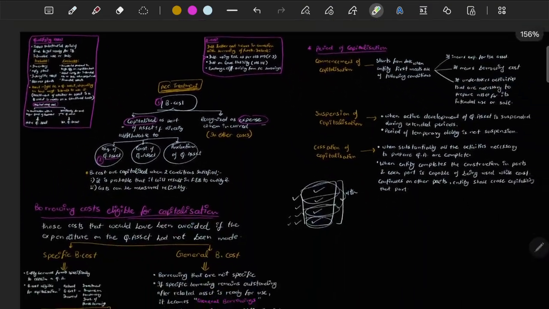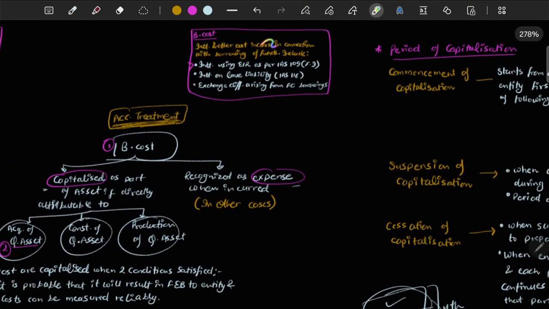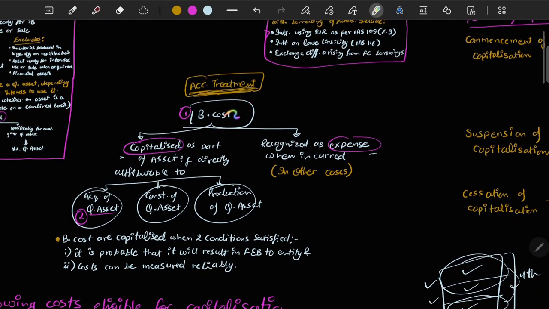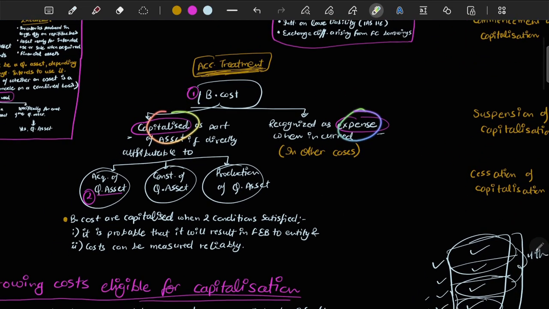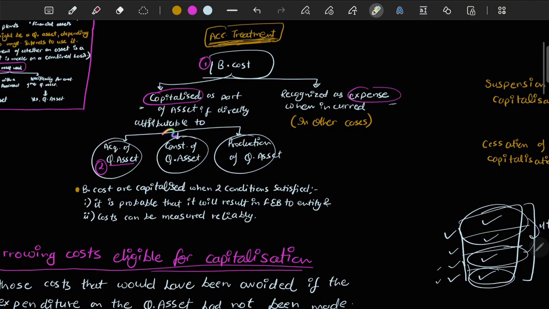So let's recap it. What is borrowing cost? Interest and other cost incurred in connection with borrowing of funds. Accounting treatment: borrowing cost can be capitalized or expensed. It is capitalized if it is directly attributable to acquisition, construction and production of asset.